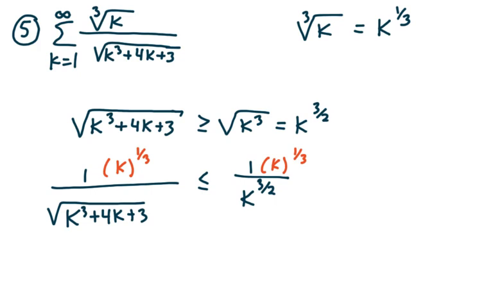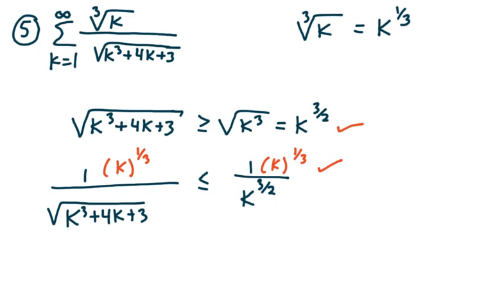Now, the cube root of k is k to the 1/3. The square root of k cubed plus 4k plus 3 is greater than or equal to the square root of k cubed, which is equal to k to the 3/2. And then 1 over the square root of k cubed plus 4k plus 3 is less than or equal to 1 over k to the 3/2. And then what I do is I multiply both sides by k to the 1/3. That's what I have in red down here.